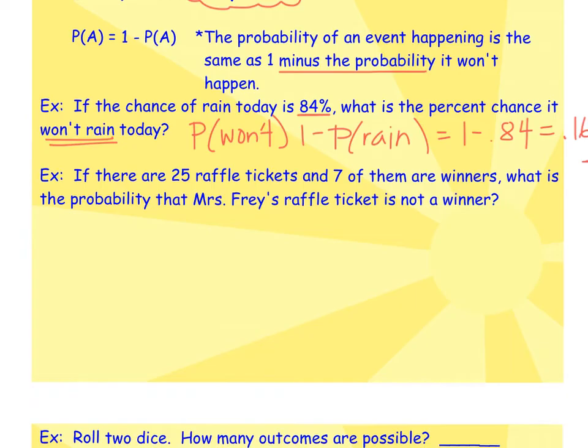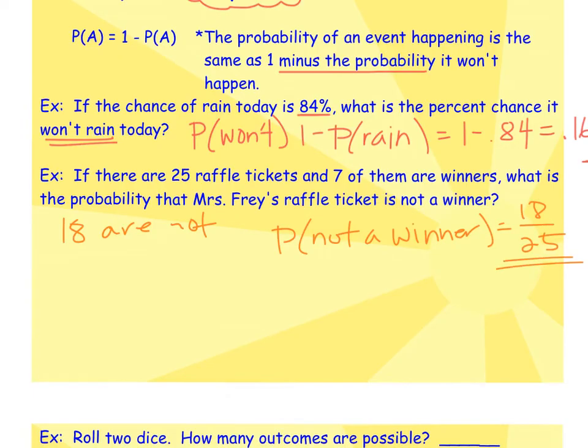If there are 25 raffle tickets and 7 of them are winners, what is the probability that Mrs. Fry's raffle ticket is not a winner? Aw, what a bummer. So if there are 7 tickets that are winners, there are 18 that are not winners. So therefore, the probability of my ticket not being a winner is just 18 out of 25. That's truly all you have to do. So finding the complement would just be 1 minus the probability that it would happen, meaning that it won't happen, or vice versa.